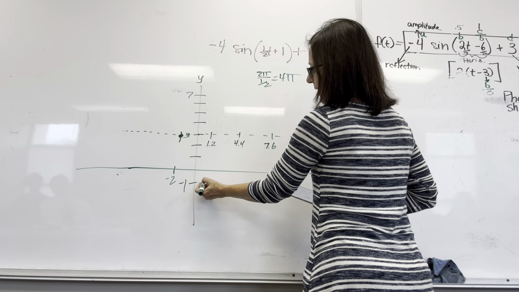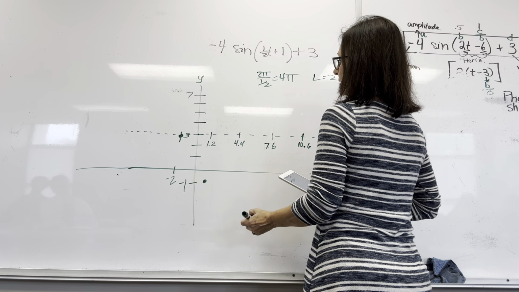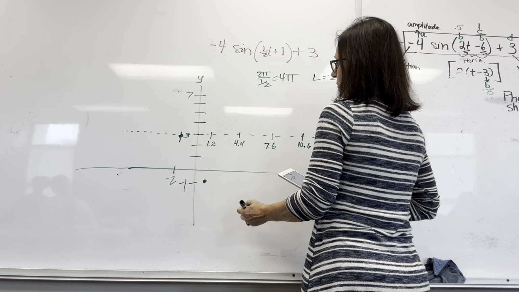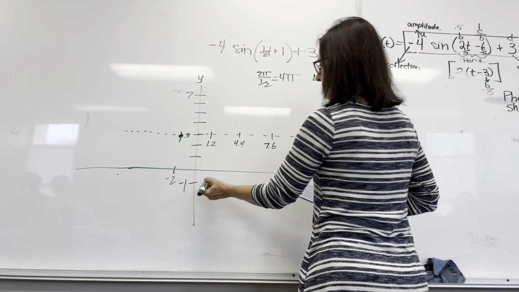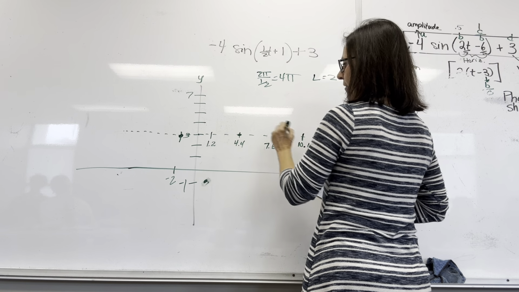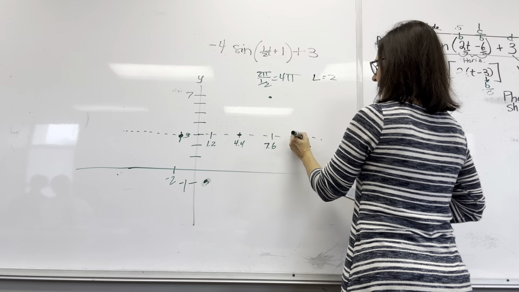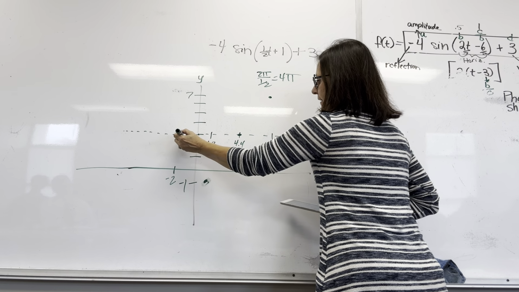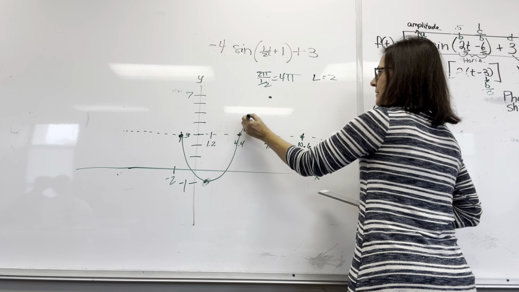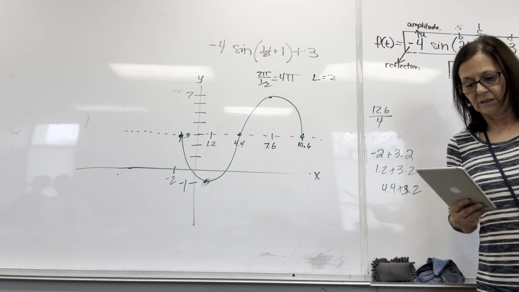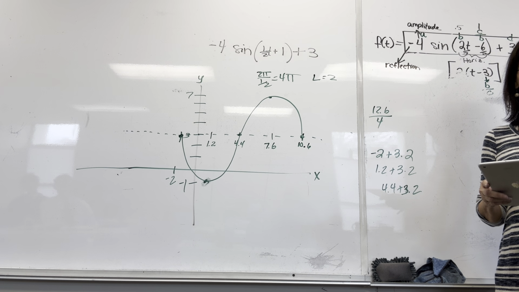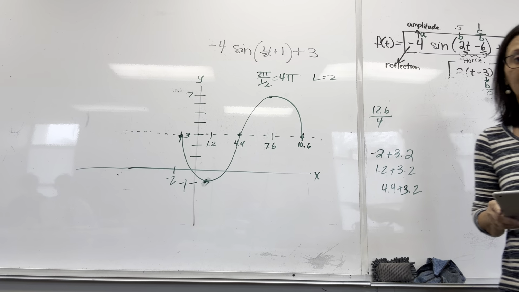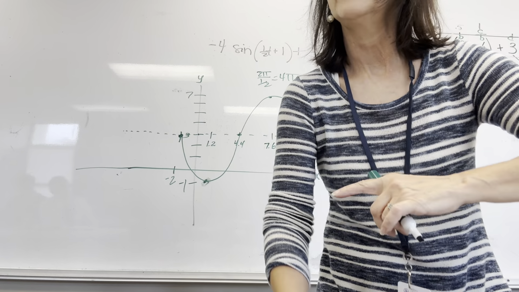At 1.2-ish, we're going down. Nope, we're going halfway. And then we're going back to 0. And then we're going up to 7 and back to 0. All right, so this is a sine curve. I was thinking for a minute I was doing the cosine. All right, so that's what it should look like. Just one cycle. See how we did that? Got it? Okay, now, can we go from a graph to an equation?